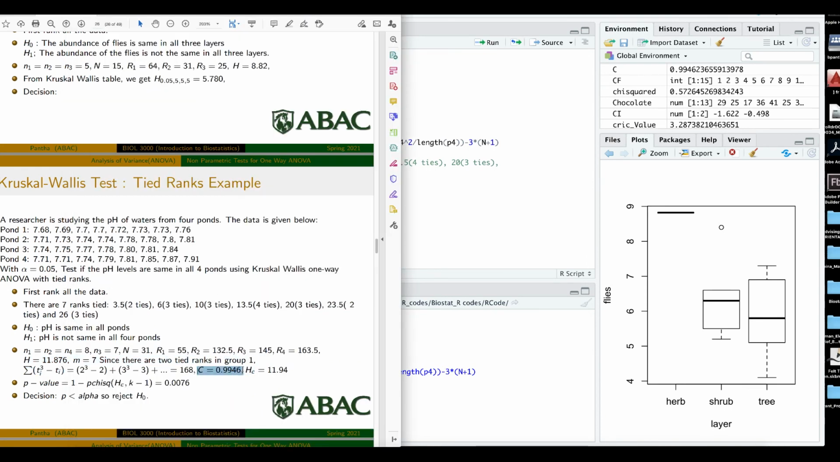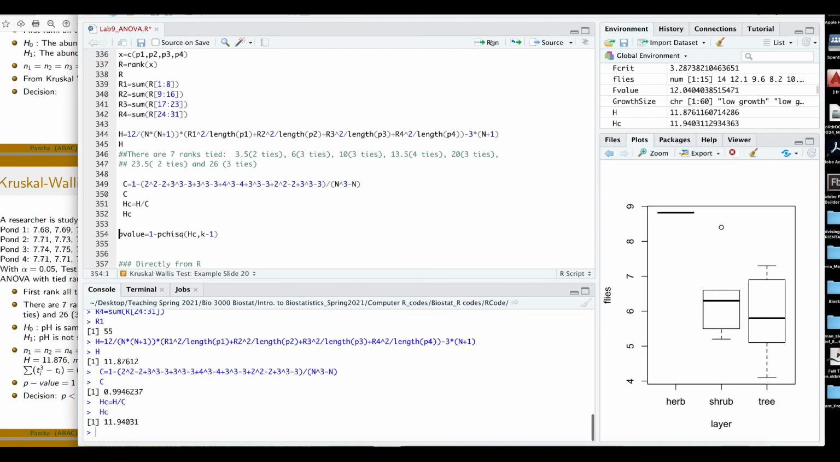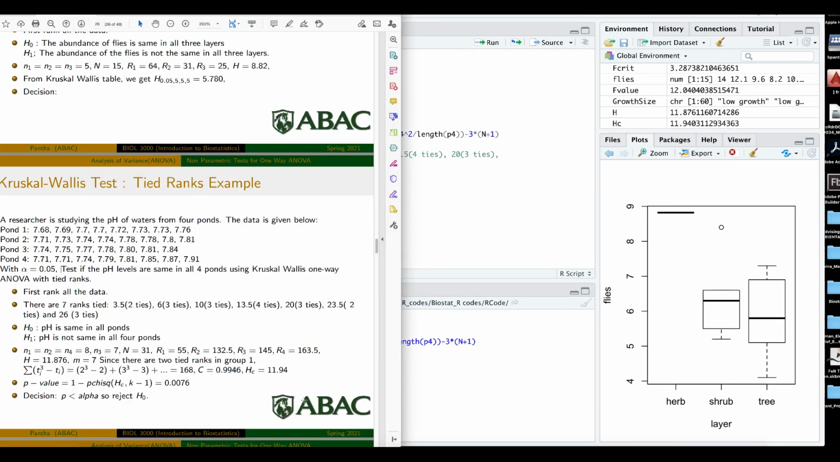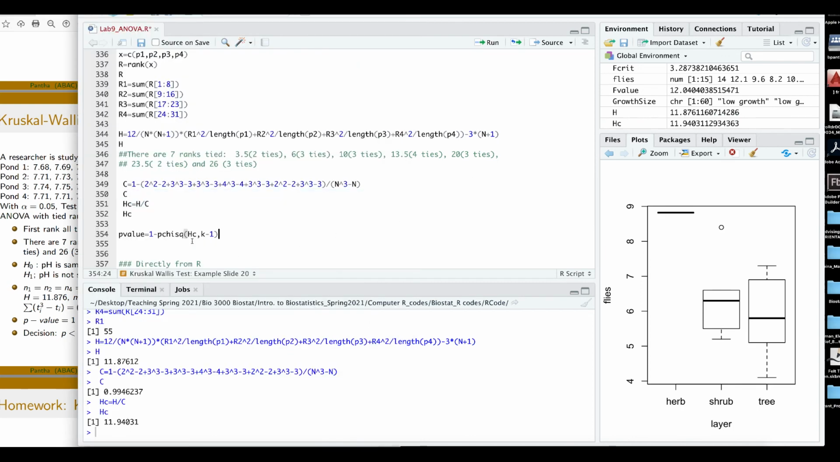The value of C is 0.9946, and H sub C is H over C. That is the corrected value for the tied ranks, 11.94. Now I want to find the p-value. This is the right-tail chi-square test, which is 1 minus pchisq of HC, with k minus 1 as the degrees of freedom. HC is that value, and k minus 1 is 4 minus 1, which is 3, right?